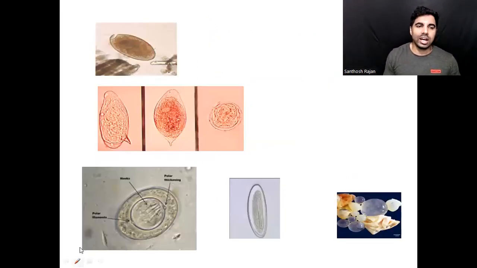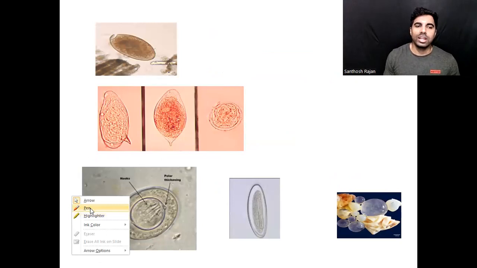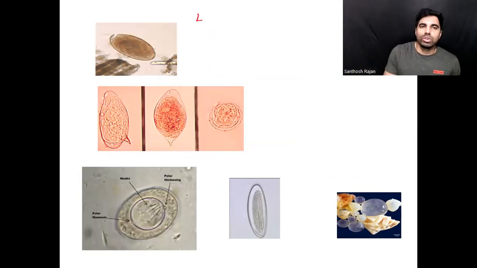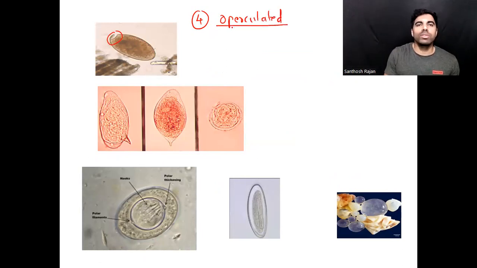These eggs are asked very rarely. I mean, you never know. They didn't ask much, but every time there's a chance of asking. So now, fourth one. This is an operculated egg. Operculated means there is a lid and the egg is open. We call it an operculated egg. S for Spirometra. So this could be a Spirometra or one of the trematodes.